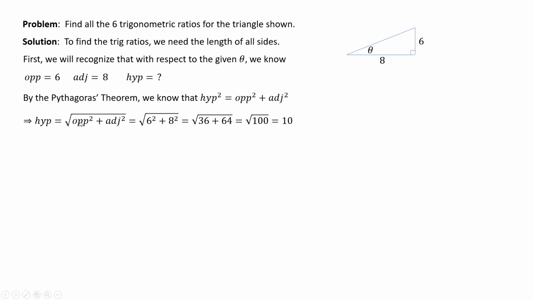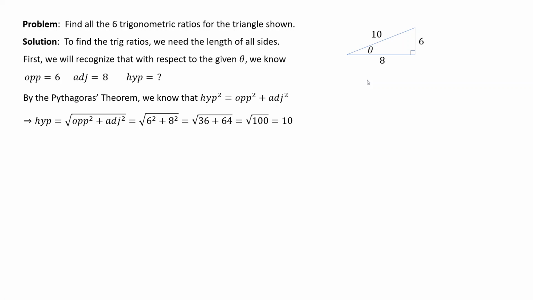Now, plug and chug. Opposite is 6, adjacent is 8, so 6 square plus 8 square. 6 square is 36, 8 square is 64, 36 plus 64 is 100. Square root of 100 is 10. And so the hypotenuse, even though they never gave it to us, we figured out because we are smart people. Now everything is a piece of cake. Plug and chug. Recall the formula.